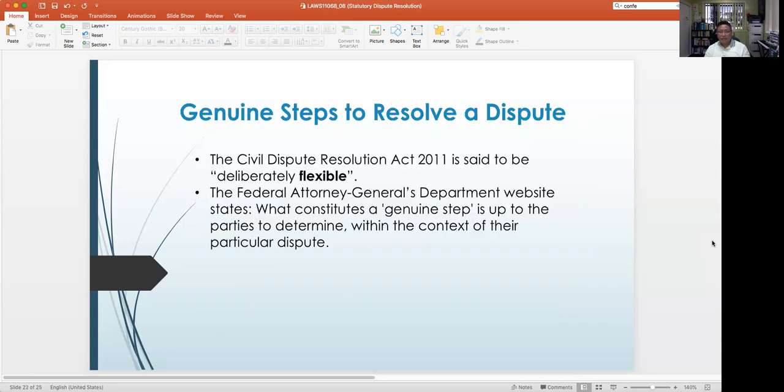And so how is that defined, or how is that interpreted? It is said that the concept of genuine steps to resolve a dispute is deliberately flexible. So there is no clear limitation on what it means. It's really broad. So there were a lot of examples given as to what can constitute genuine steps to resolve a dispute. If you look at the Federal Attorney-General's Department website, it states that what constitutes a genuine step is up to the parties to determine within the context of their particular dispute.